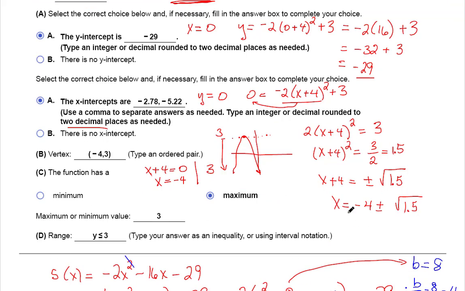And so I now just need to calculate this. Minus 4 plus square root 1.5, and then round to 2 places. And the other one, I do the subtraction and get it. We already found the vertex where that was at. Highest point was 3, so it's y less than or equal to 3.